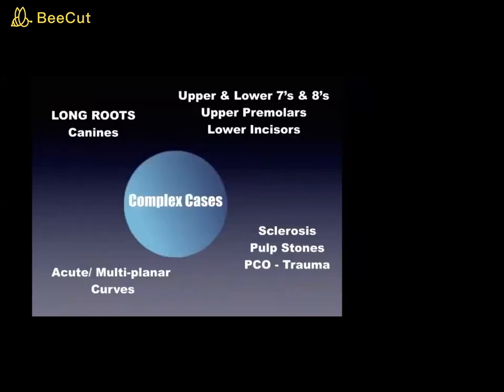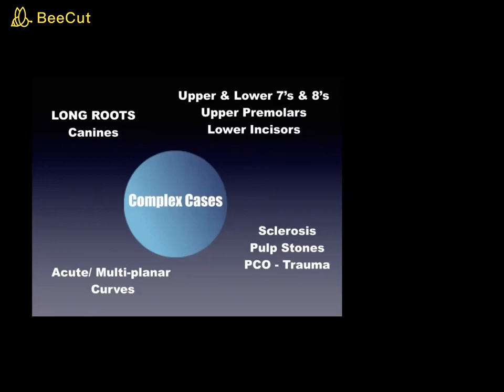Looking at the tooth factors, complex cases. You must be able to recognize complex cases. Be wary of starting on the top left, long roots for canines, or even sometimes you can have lower sevens with long roots. Upper and lower sevens and eights, access-wise, are very difficult to do. Upper premolars, there's not much latitude in drilling into a premolar pulp. The roots are actually flattened mesiodistally, so there's not much room for error, particularly under crowns.